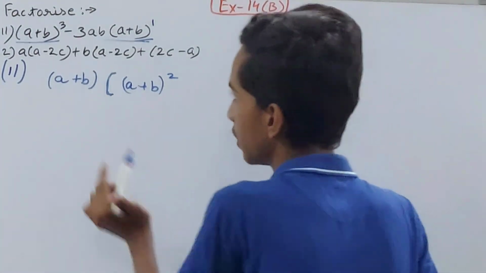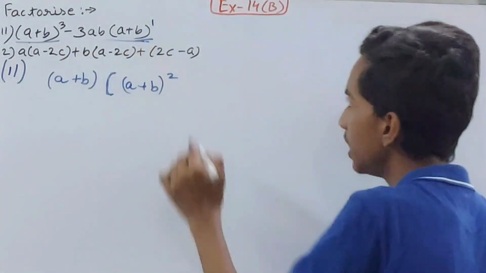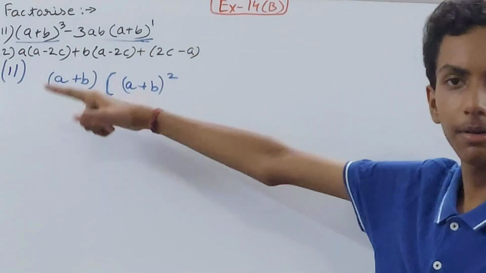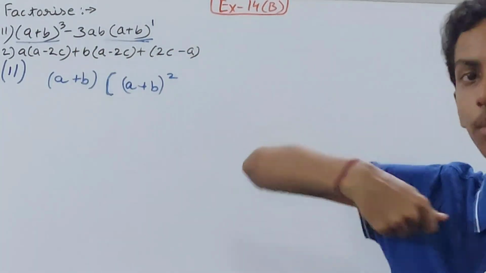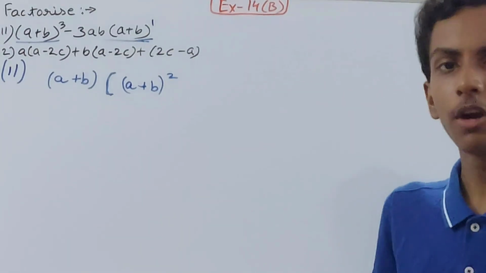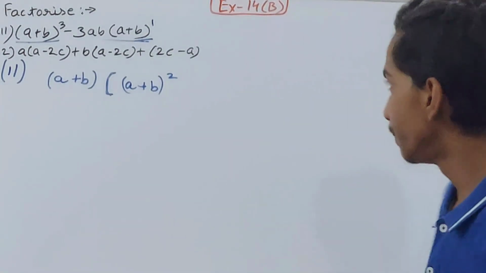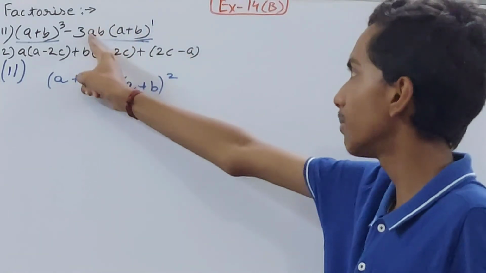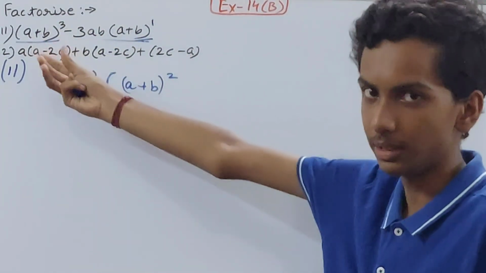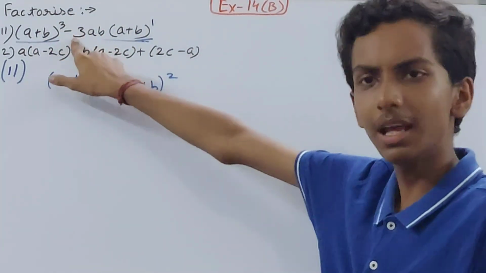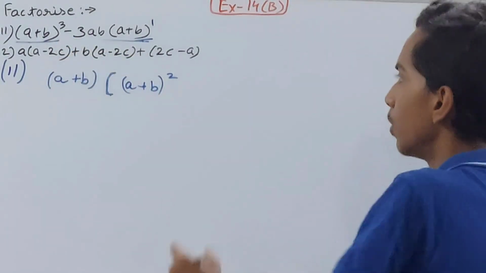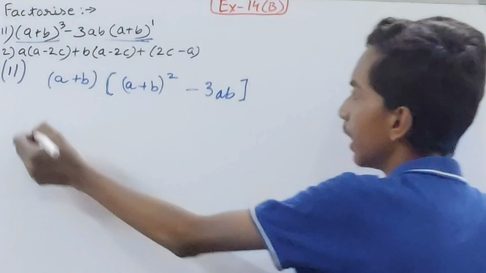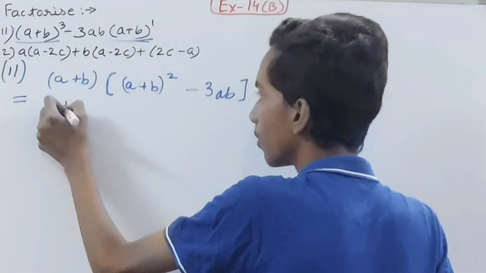Now come to the next term, −3ab into (a + b) to power 1. So (a + b) to power 1, (a + b) to power 1, simple thing, we are taking common, so it will cancel out. What will be left? 1. That will not have any effect, because 1 is multiplying with −3ab, which will not change the value. So −3ab will be left, or not? Yes. So −3ab.